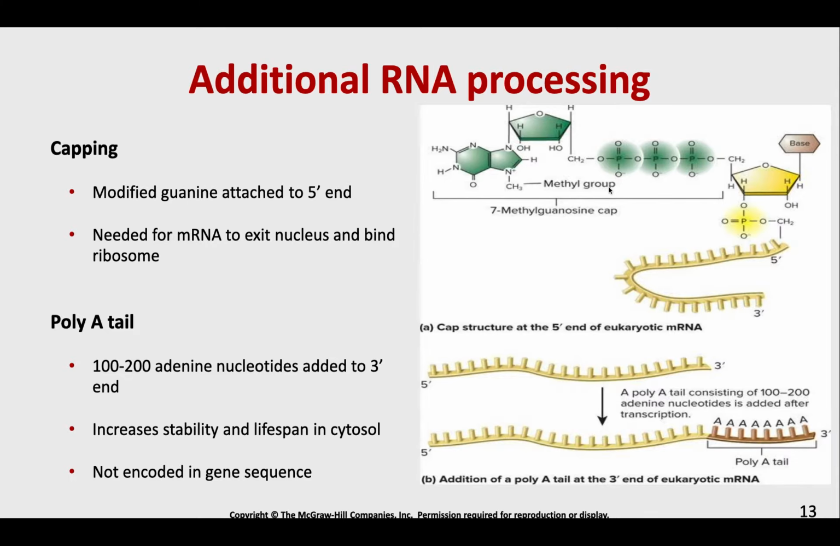Now we're also adding on a poly-A tail. A poly-A tail is a bunch of adenine nucleotides, 100 to 200 of them, added to the 3' end. The purpose of this is just to increase stability and lifespan in the cytosol. So as soon as this exits the nucleus into the cytosol, it's not going to immediately break apart. This poly-A tail helps it stay together a little bit longer. Now this is not going to be encoded into a gene. This does not code for any gene.